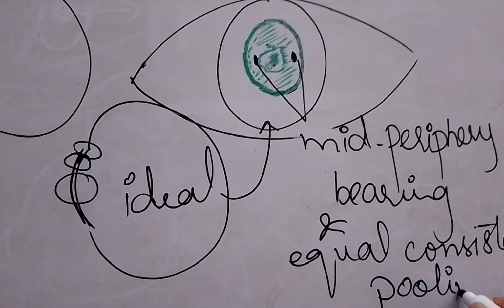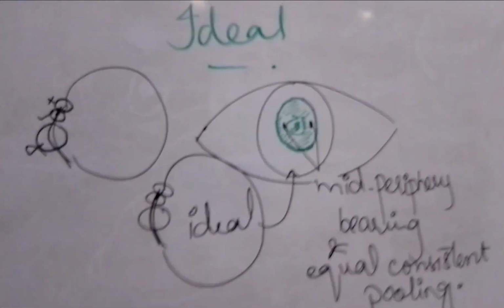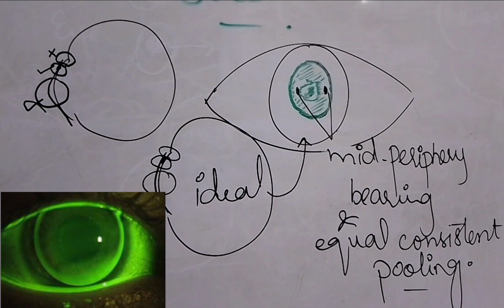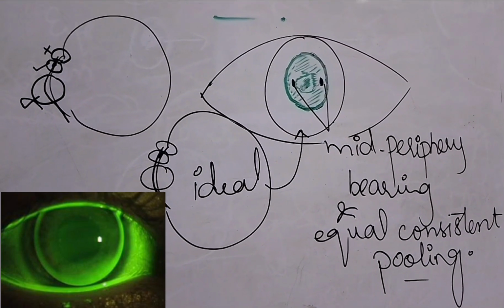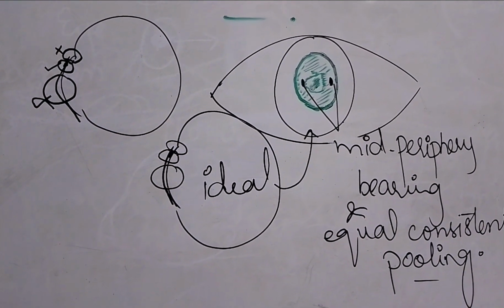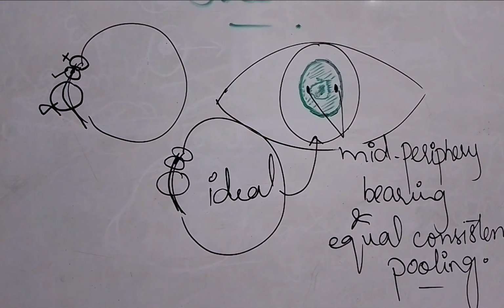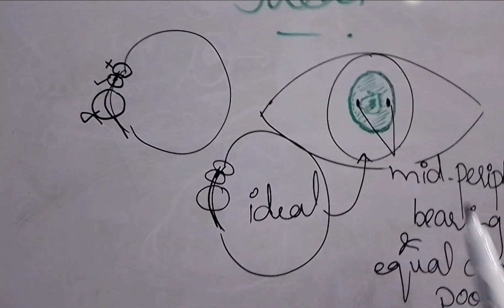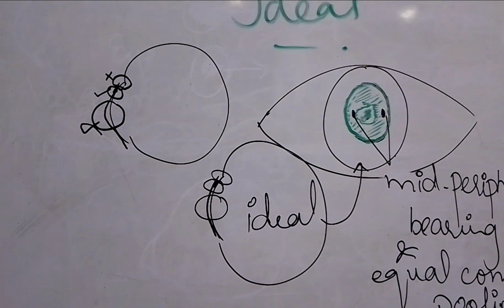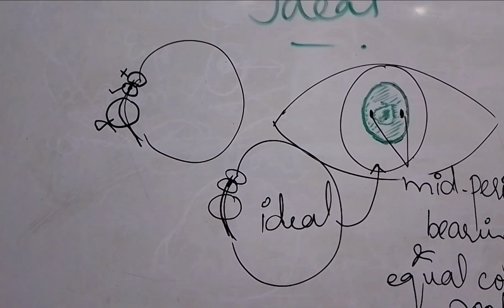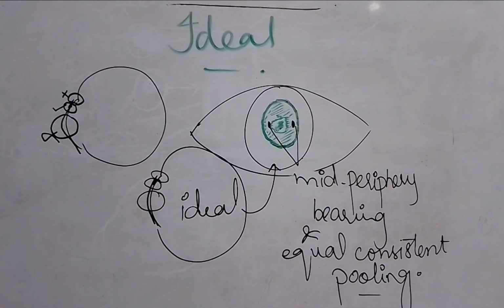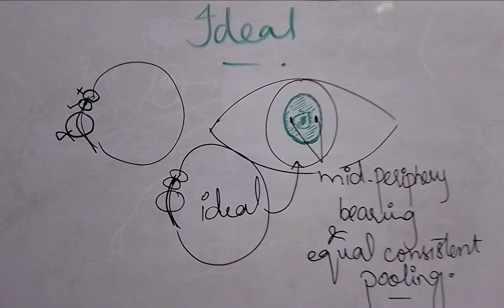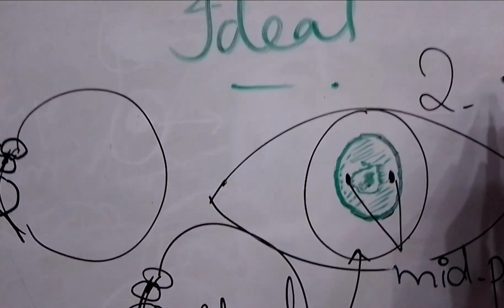In the last lecture I have already discussed that there is a difference between soft and hard contact lenses, that hard contact lenses do not touch the surface of the cornea, right? And they have a layer of tears between them. So in an aligned fit, the tears are equally distributed all over under the lens, right? So that is why you will see a consistent pooling in the case of an ideal fit, right? So I hope this is clear now, how the ideal fit will be.